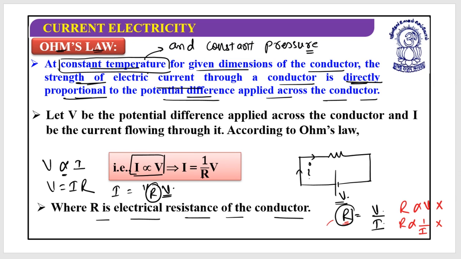R is a constant. So if you want to change R, you cannot use V or I. Yes, there are certain other parameters, certain other options to change R, but it is absolutely not possible that if you change the voltage while keeping the current constant, my resistance will change. No, this is not possible. Yes, please keep this in mind.